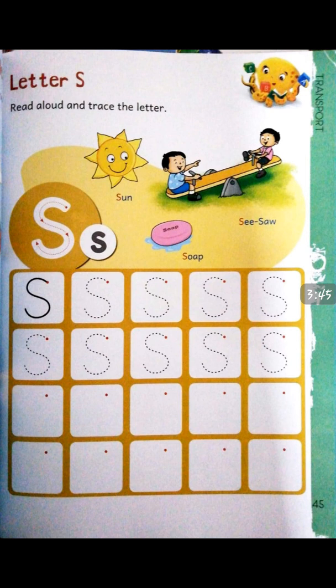Now, after doing this, open your book at page number 45 and read aloud and trace the letter S. Yes, capital letter S. Firstly, trace the letters, and after this, write the letter S into the given boxes and recite the rhyme on letter S while writing. Write it with the help of pencil.